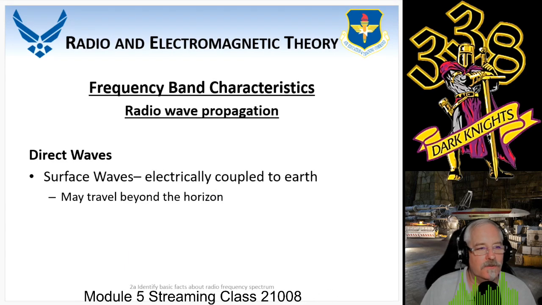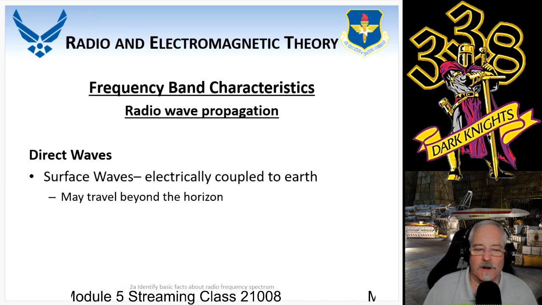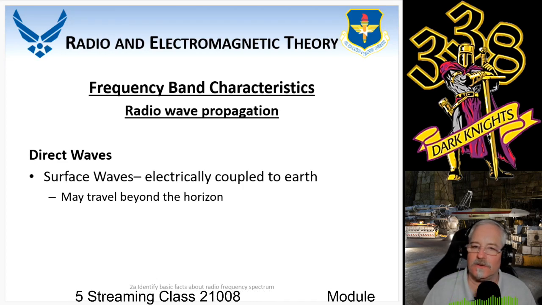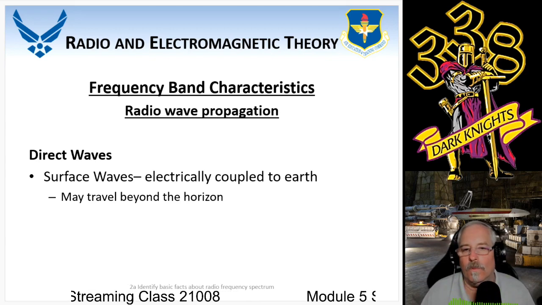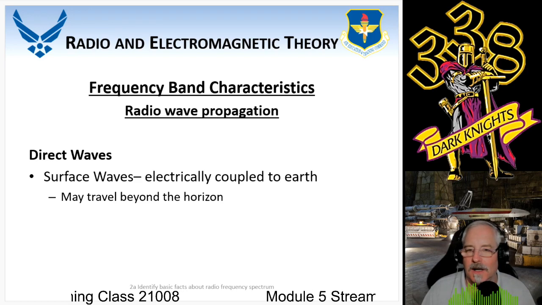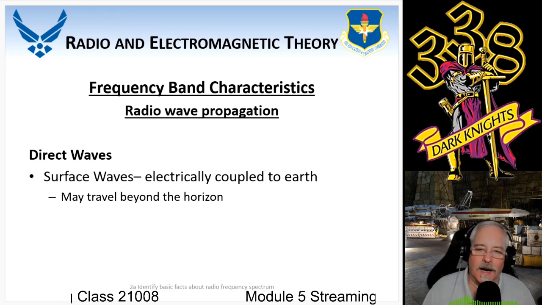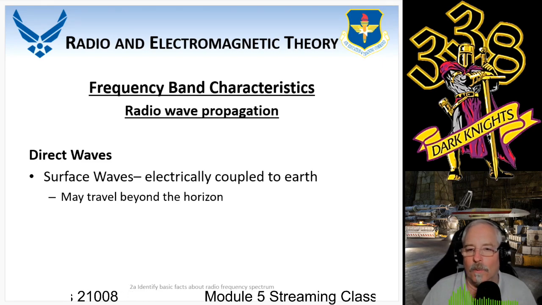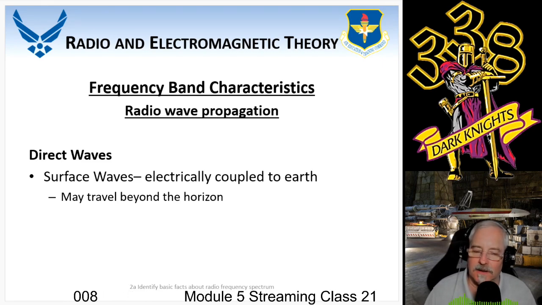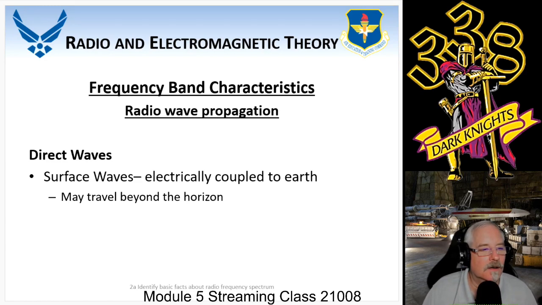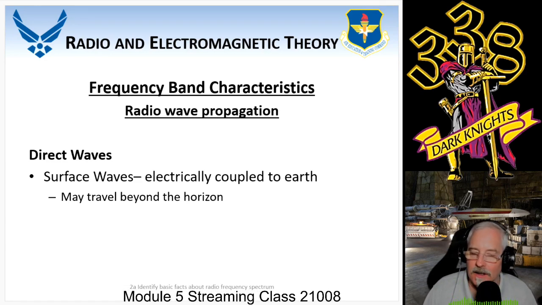I think your study guide workbook also shows you some types of reflected waves. We look at surface waves, which are electrically coupled to Earth. Now, this one may travel farther than where the eye can see. That's because the magnetic field and the frequency are basically hugging the ground, and it dissipates, in other words, its power, because as you go out, it starts getting weaker and weaker.